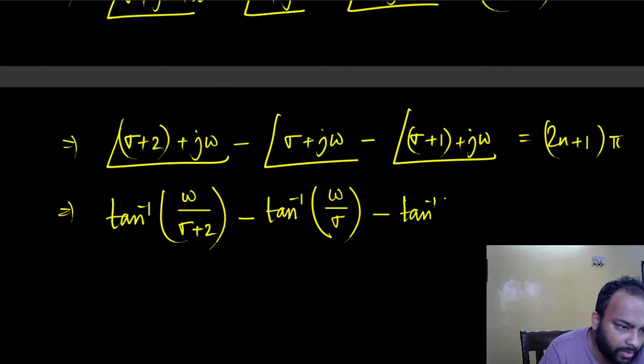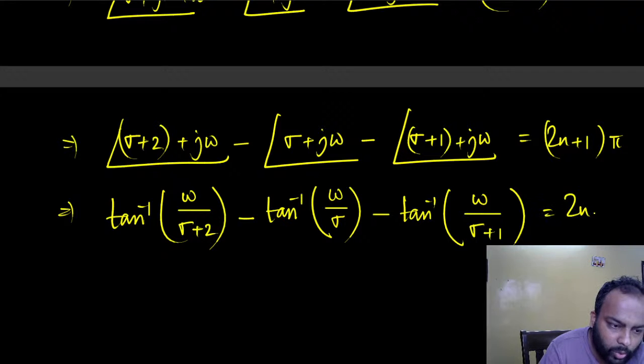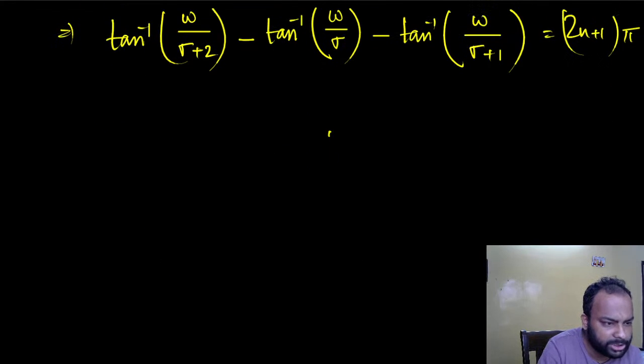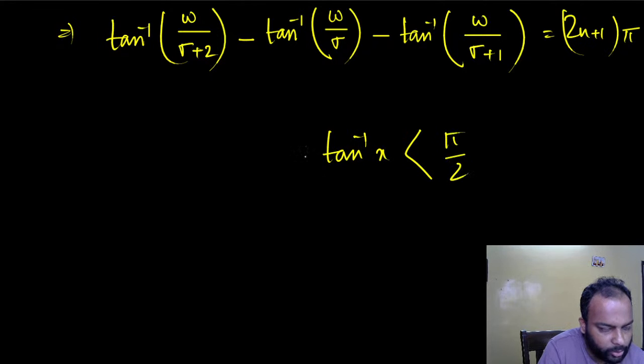Tan inverse omega by sigma plus 1, and that is going to be 2n plus 1 times pi. So once we have taken care of that, now we have to ensure that we understand something very important here: how many principal valued angles do I have here? I have one tan here, one here, one here, right? So we are going to assume at this point the principal value, just to make sure that you understand, tan inverse x falls between minus pi by 2 and plus pi by 2.